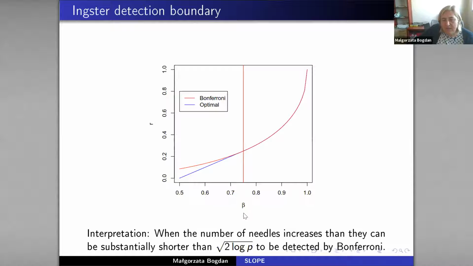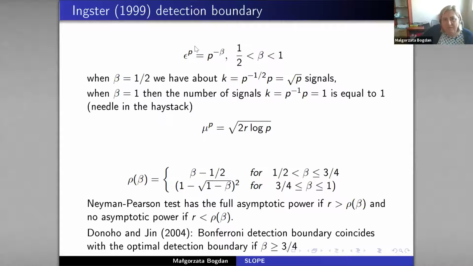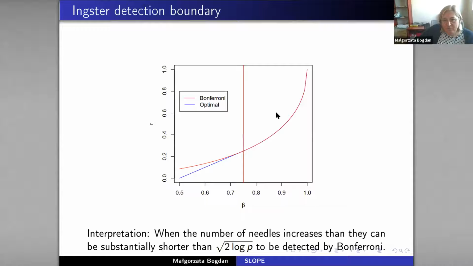Beta is a parameter of a density, so actually the parameter of sparsity. So when beta is close to 1, it means that the fraction of alternatives among your tests is like 1 over p. So on average, you have just one needle. When beta is small, it means that you have more needles. Like when beta is 1/2, it means that you have like square root of p needles. So when you have more and more needles, they can be shorter to be identified. Okay, so that is maybe to be expected.